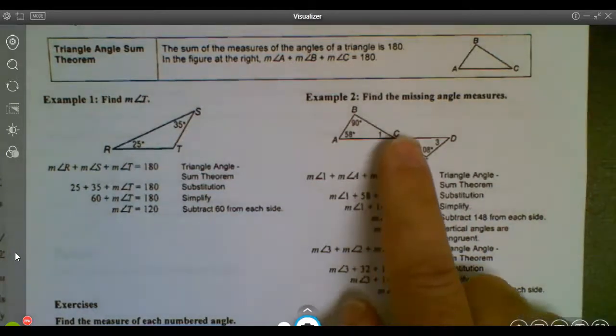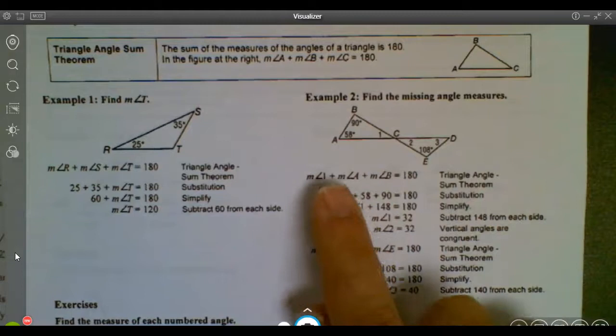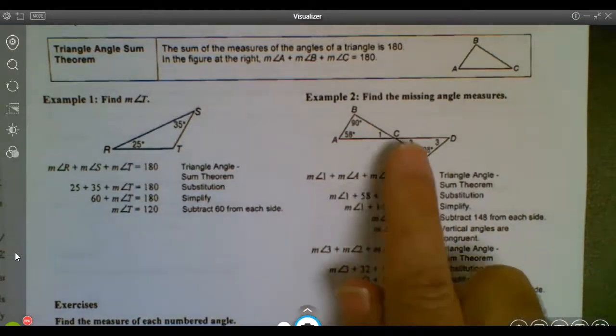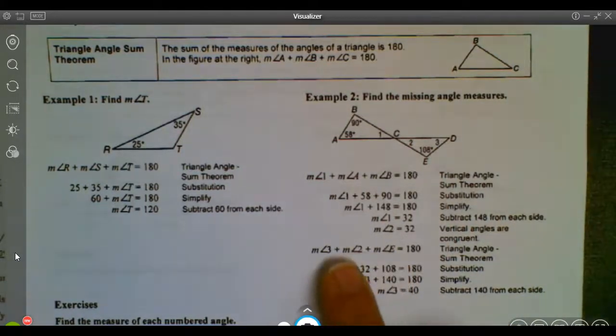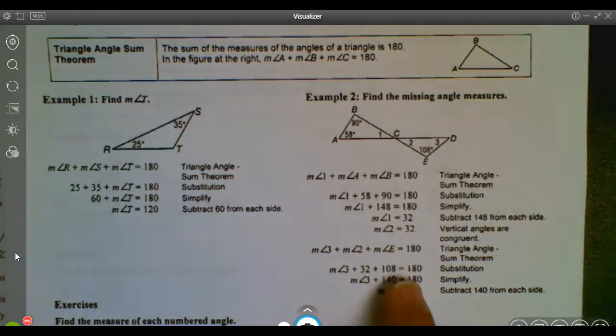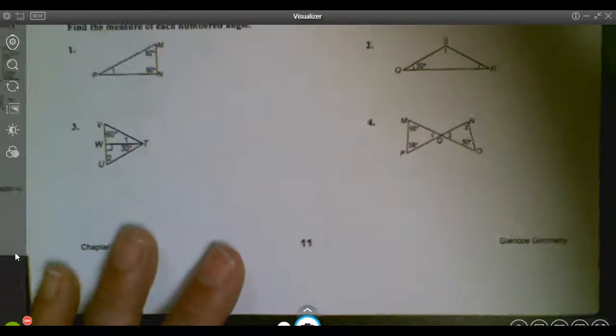Well, now that we know that this is 32, I can do the exact same thing that I did here and say that 32 plus 108 plus whatever that is has to add up to 180 degrees. So there's the second equation that we're seeing right there. Again, I'm going to add up the two that I know. They come out to be 140 degrees. I can subtract that from 180 in order to figure out my missing angle. So there's just kind of a common way that we're going to be using that.